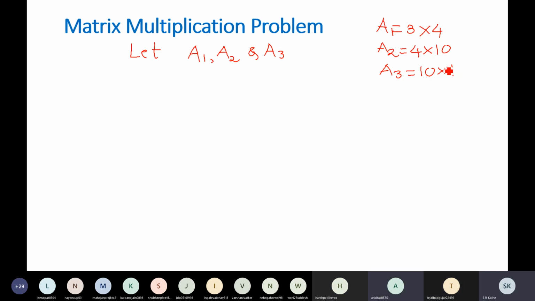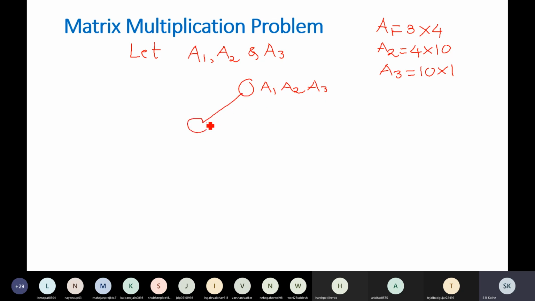Now I can do this multiplication in 2 different ways. What is our goal? I have to multiply A1 with A2 and with A3. So we will write an algorithm that will find the multiplication of these 3 matrices in an efficient manner. Although there are multiple ways, the algorithm will give you a solution telling you to follow this particular multiplication sequence, and the effort required will be minimum. That is our goal.